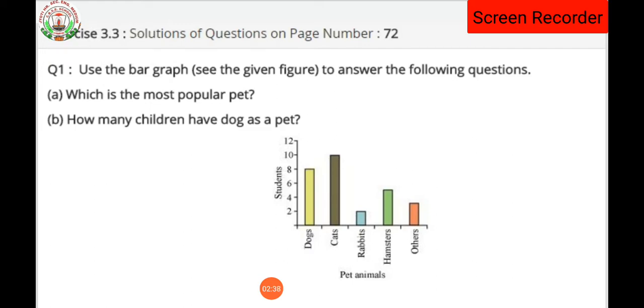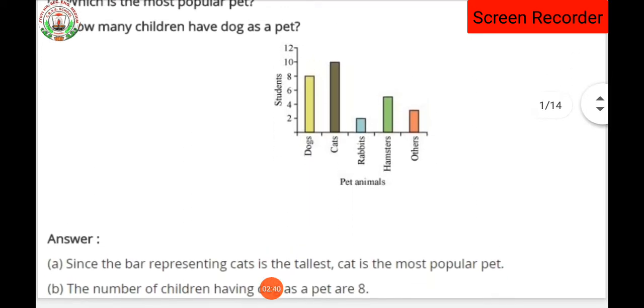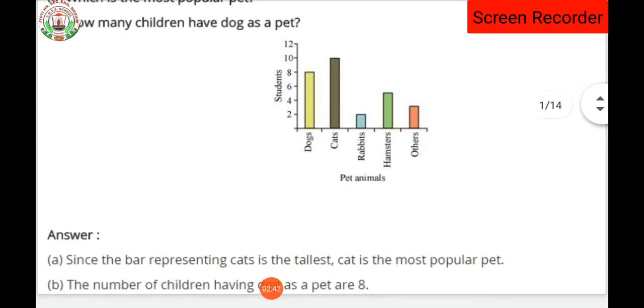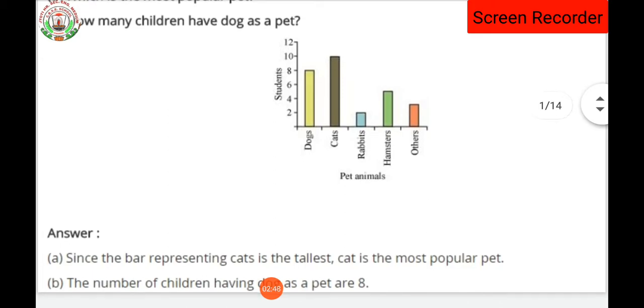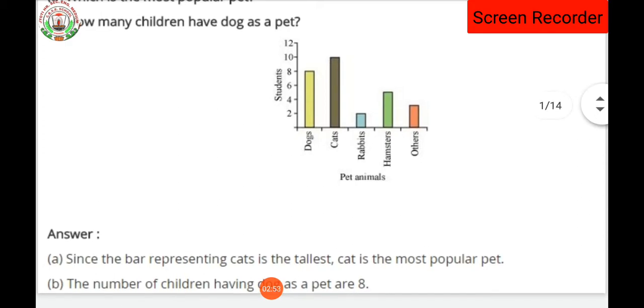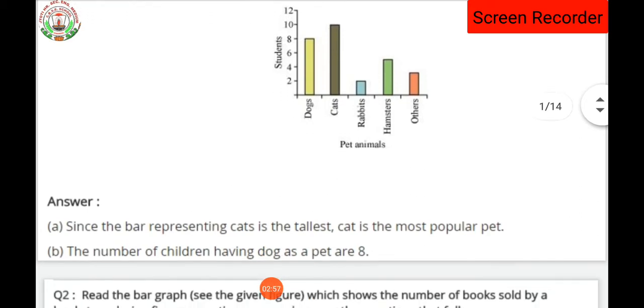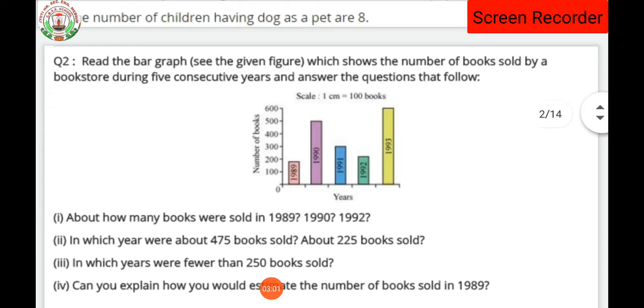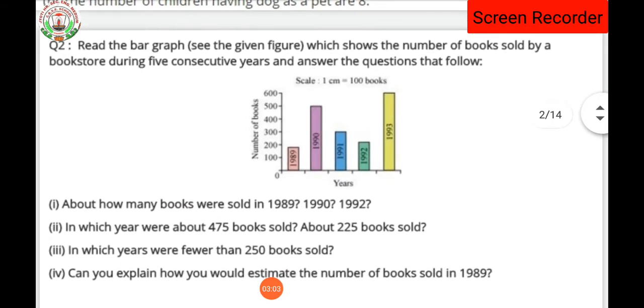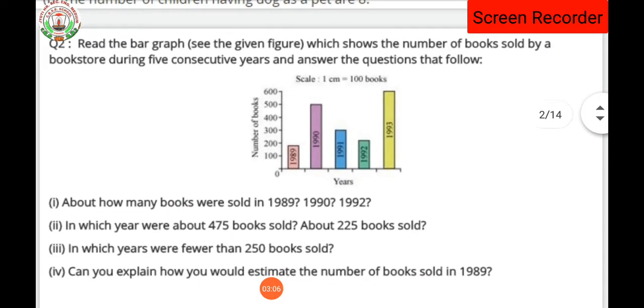So have you understood question number 1? In this way you have to see the graph and then answer. The answer is being given over here. Since the bar representing the cats is the tallest, that means the most students like it. Cat is the most popular pet. And in the B part, the number of children having a dog as a pet is 8. Clear? So this is a very small question and a small answer also. Nothing you have to do, you have to just see the graph and answer the question.